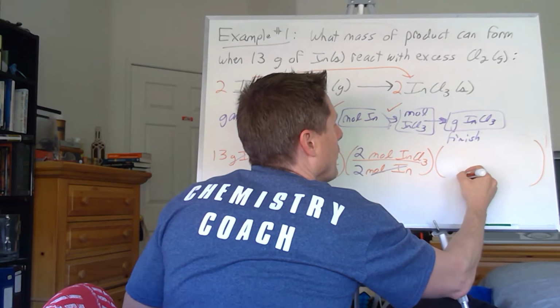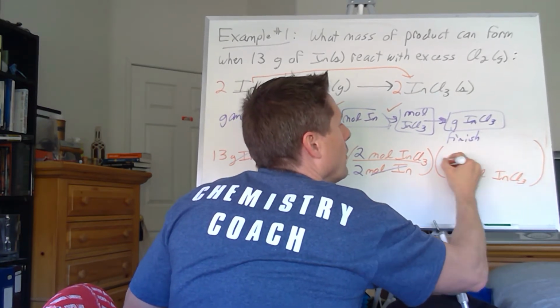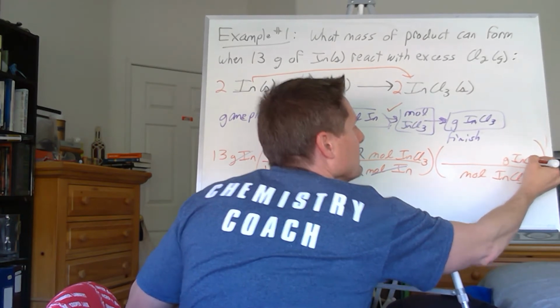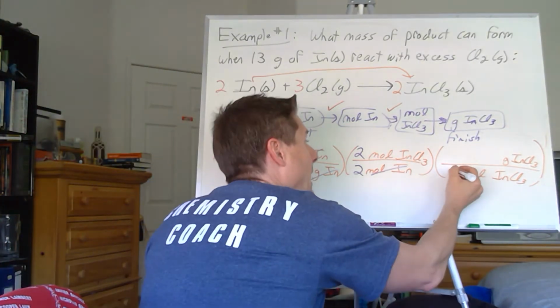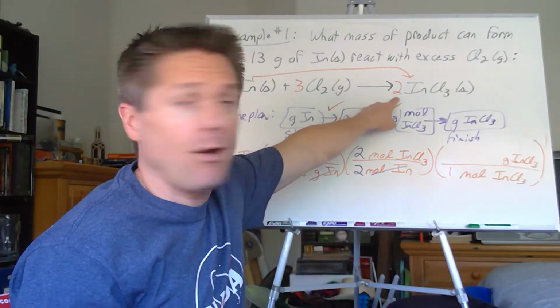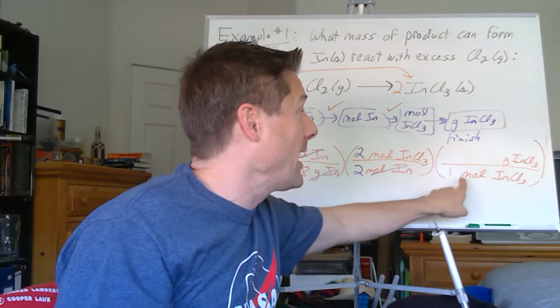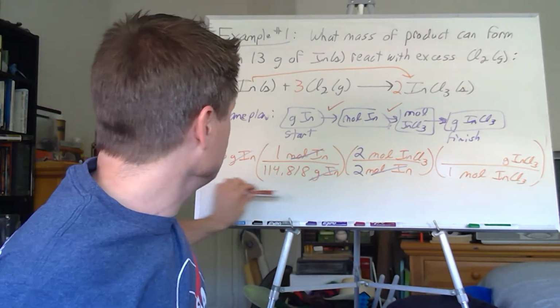And we're going to go from moles of indium 3 chloride to grams of indium 3 chloride. We need the molar mass of this puppy. And molar mass is always for 1. Doesn't matter what that number is. Molar mass is defined as the grams per 1 mole. Doesn't matter how many moles you have, right?